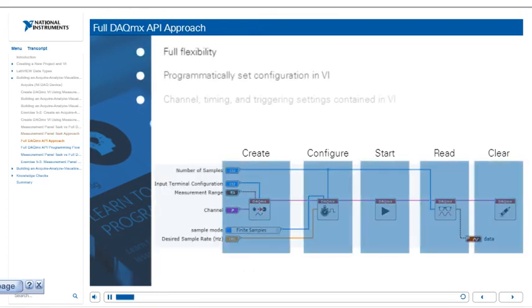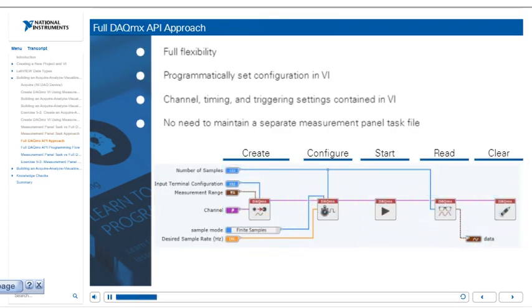On the other hand, if you use the full DAQmx API approach, you use DAQmx nodes on the diagram to configure channel, timing, and triggering settings. Therefore, you no longer need a separate measurement panel task, and you can programmatically configure settings in your VI. In this example, the user can configure settings such as the channel, measurement range, sample rate, and number of samples to read, all from controls on the VI panel. As you get more comfortable programming in LabVIEW and need more flexibility, using the full DAQmx API will be the recommended approach.